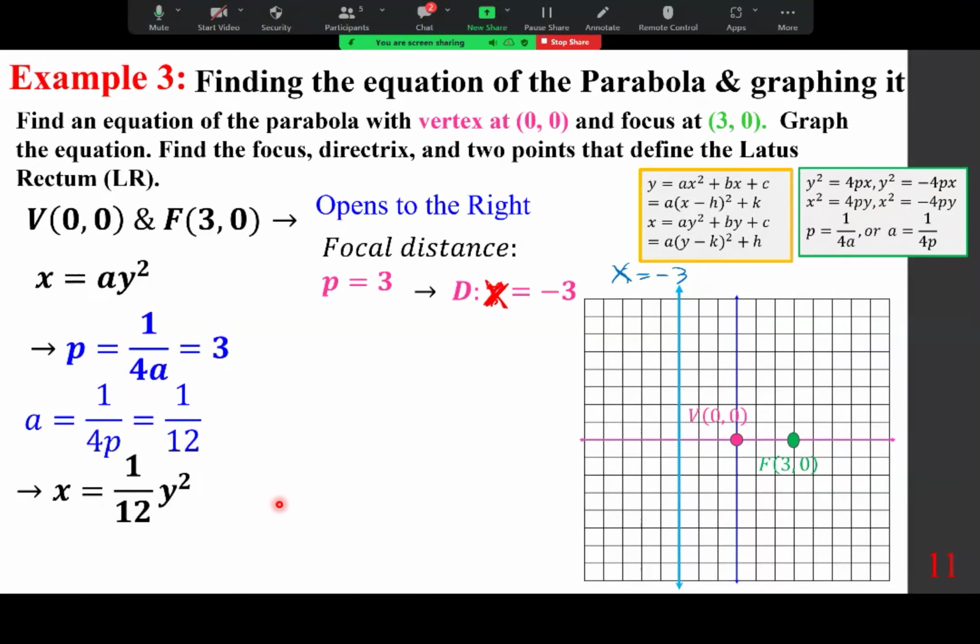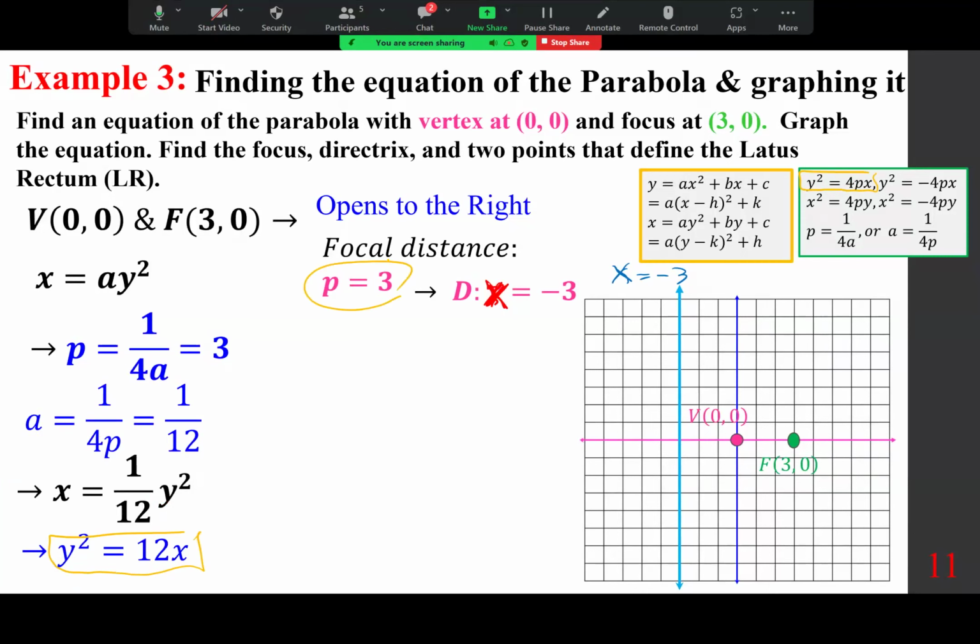So here's the equation that we've used in algebra now. In college algebra, we can rewrite this. If we multiply both sides by 12, we get y squared equals 12x. So in essence, if we look at this one, everybody is using this formula. Notice 4px, and p is 3, 4 times 3x. Or we can say we are using this.